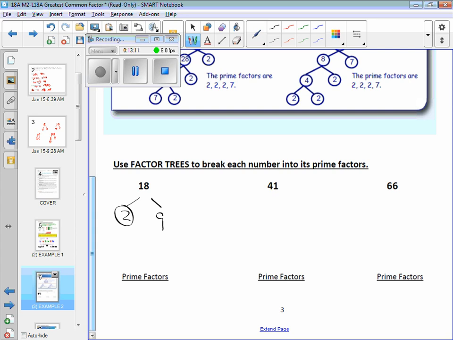9 breaks down to what? 3 times 3. And both of those are prime, so you circle them. Every time you break down a number, if you hit a prime number, you circle it. Once all of your numbers have been broken down into prime numbers, you're done with that tree. And we're going to list the factors, 2 times 3 times 3, down below here. And then I'm going to explain what it is that you just did.